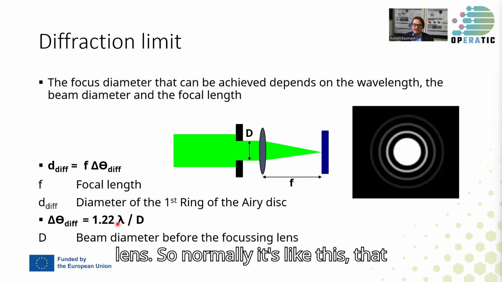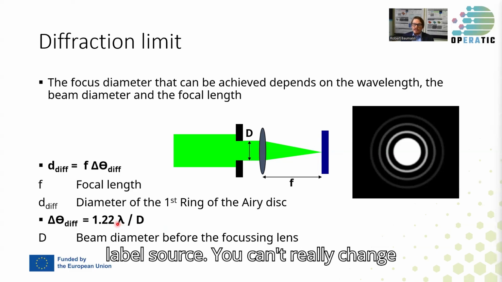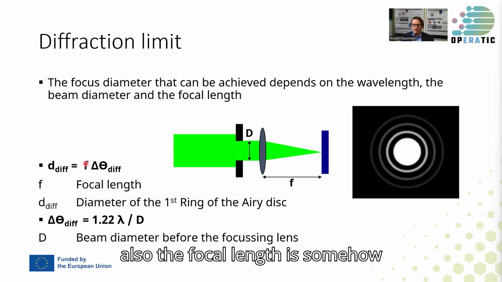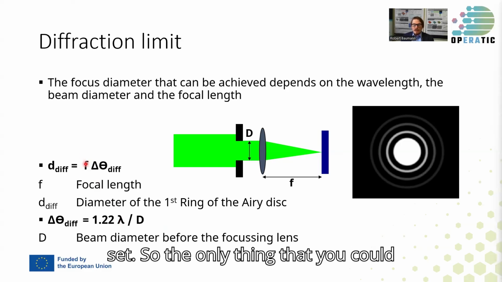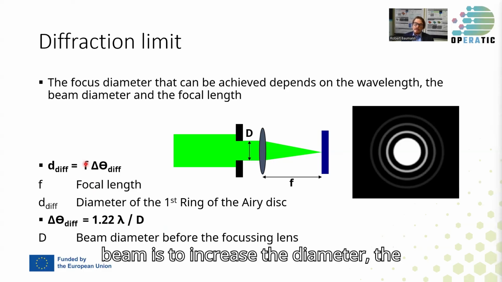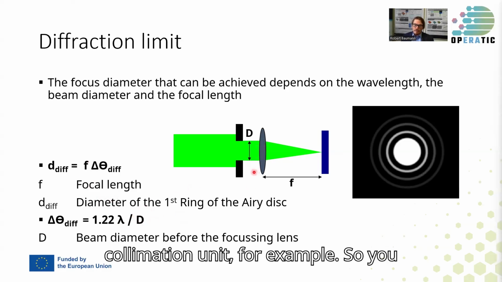So normally the wavelength is mostly given by your laser source. You can't really change that. And at some processing heads, the focal length is also set. So the only thing that you could change in order to decrease your laser beam focus is to increase the diameter, the D, before going into the lens, over a collimation unit, for example.